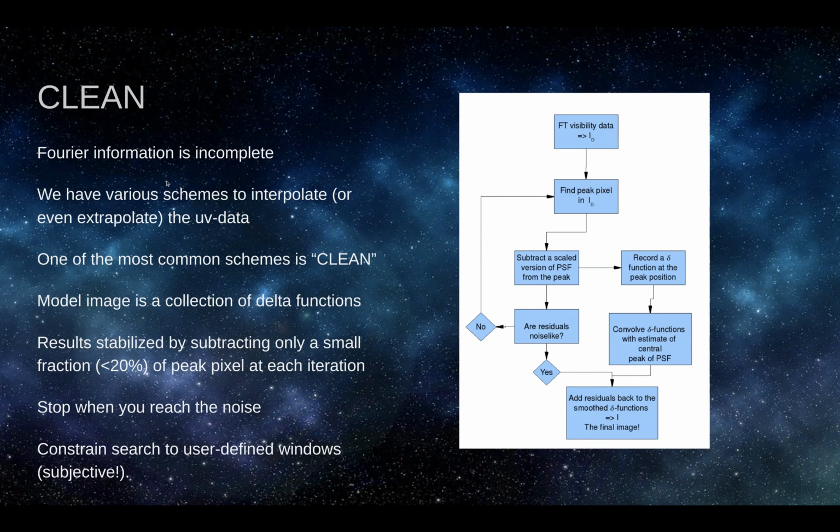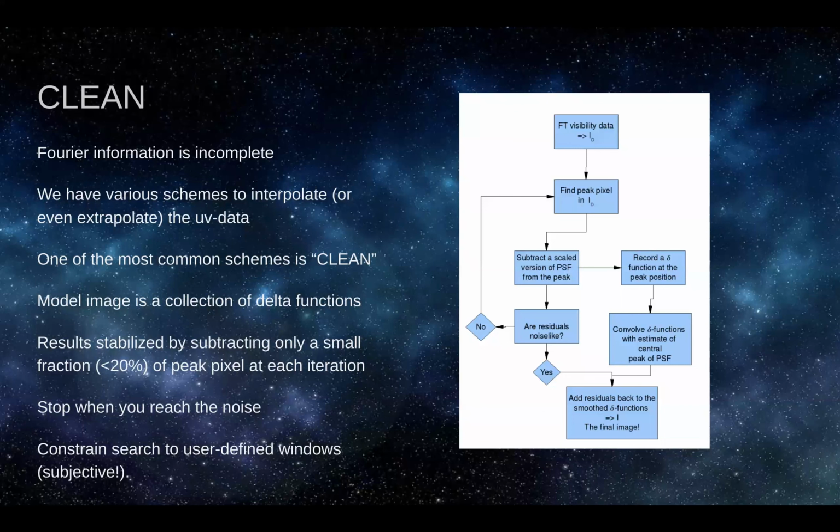So what happens here is we Fourier transform the visibility data, which gives us the image data. We find the peak pixel, and then we subtract a scaled version of the PSF from the peak. So what does that mean? Well, the PSF is the point spread function. If you remember from last week, if you point at something that is unresolved, you'll get a response from your telescope. This is the response of your telescope to something unresolved, and it is called the PSF.